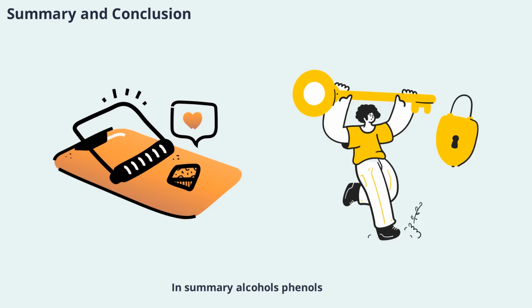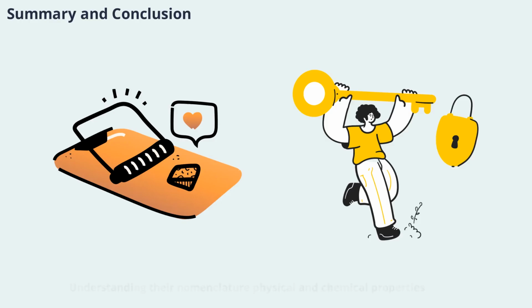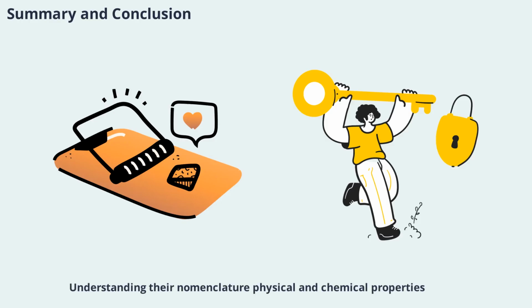Summary: alcohols, phenols, and ethers are vital organic compounds with diverse structures, properties, and uses. From their unique chemical reactions to their importance in industry, these compounds form the backbone of many chemical processes and products. Understanding their nomenclature, physical and chemical properties, and industrial applications provides a strong foundation for further study in organic chemistry. Keep exploring and you'll discover even more about the fascinating world of organic molecules.